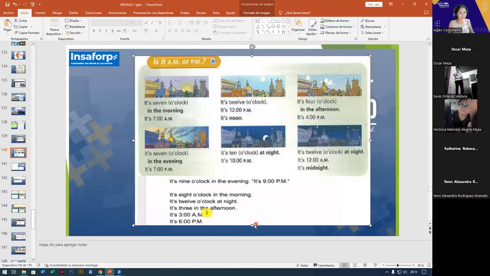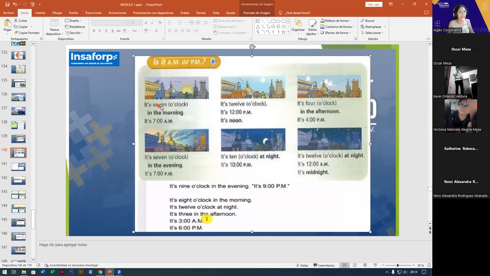For example, here we have it's 7 or it's 7 o'clock. Remember that o'clock means exactly at that time. So it's 7 o'clock in the morning, because also it's possible to say it's 7 o'clock in the evening, right? So they have two periods of the day. It's 7 a.m. So this is another possibility that you can say it.